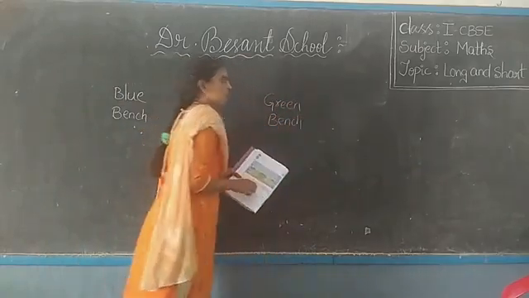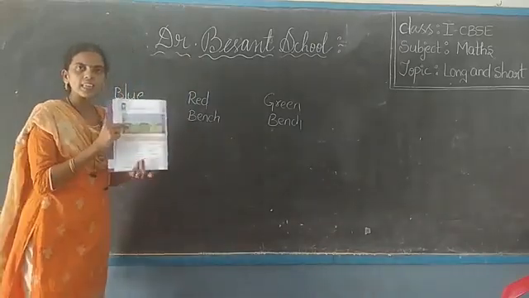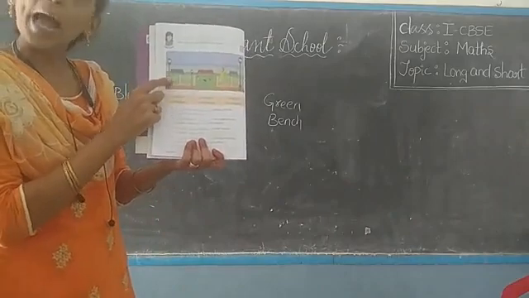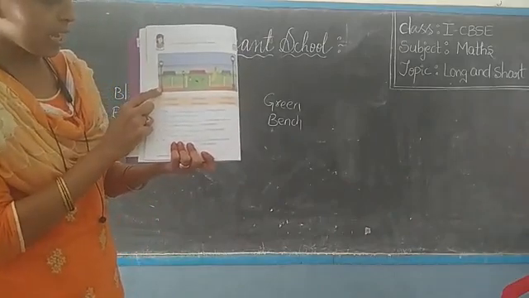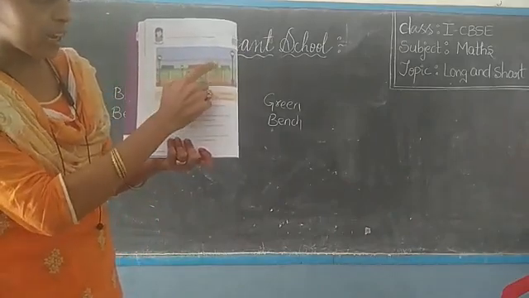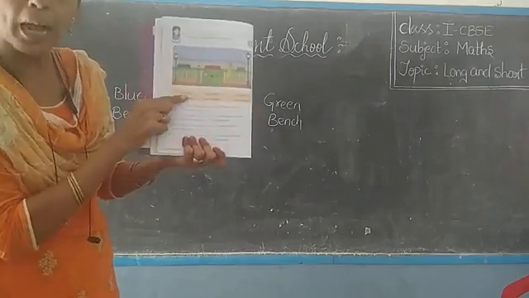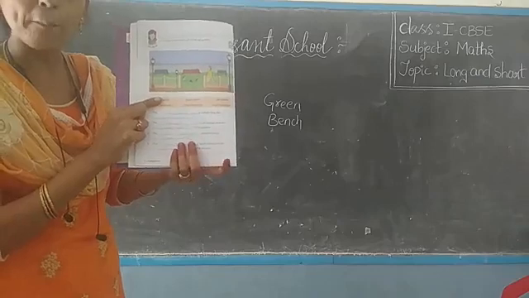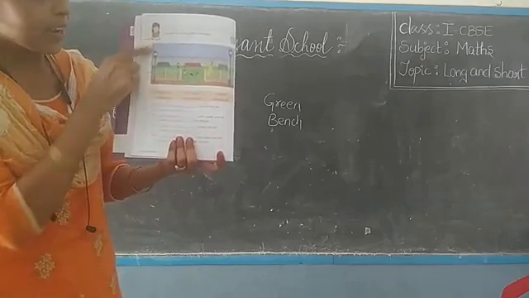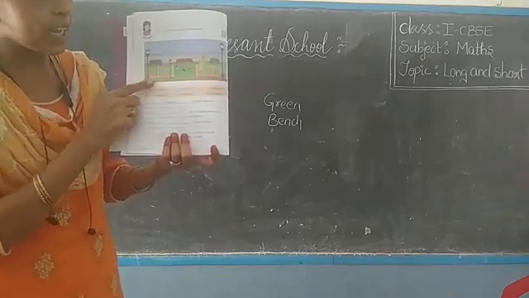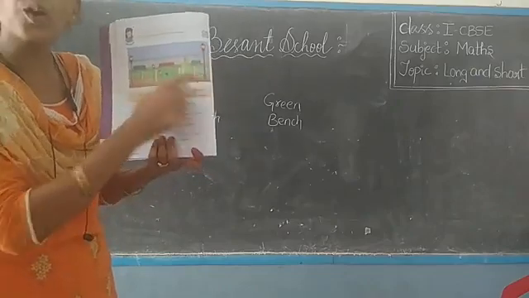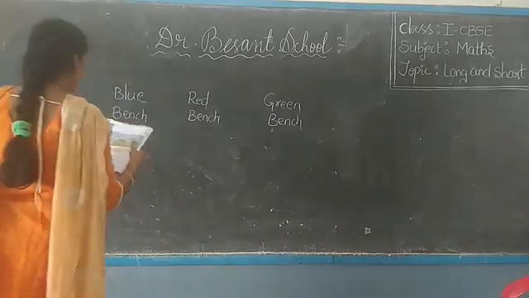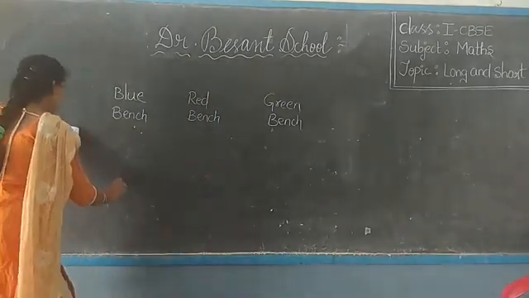Apart from these benches, what else is there in this park? There are lamp posts also. If you see, there are 3 lamp posts here. How many lamp posts are there? 3. What are the colors of the lamp posts? Yes, red color, green color and blue color.